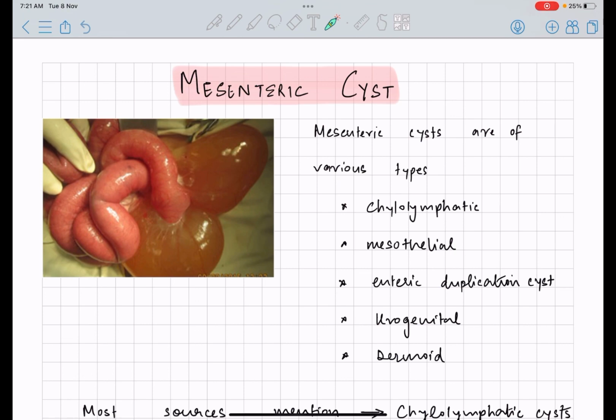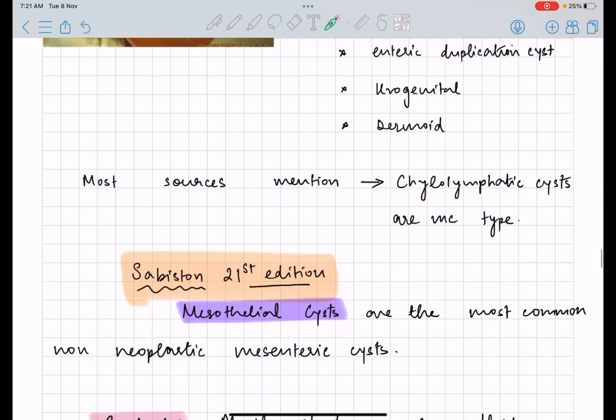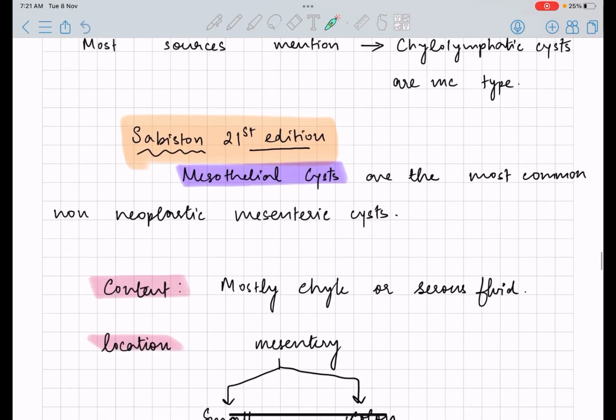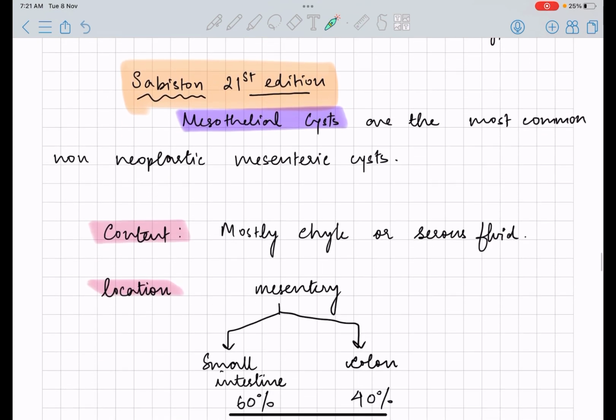Most of the textbooks mention that the chylolymphatic cyst is the most common of all mesenteric cysts. However, Sabiston textbook of surgery mentions that the mesothelial cysts are the most common non-neoplastic mesenteric cysts. So, mesothelial cysts are the most common non-neoplastic mesenteric cysts.